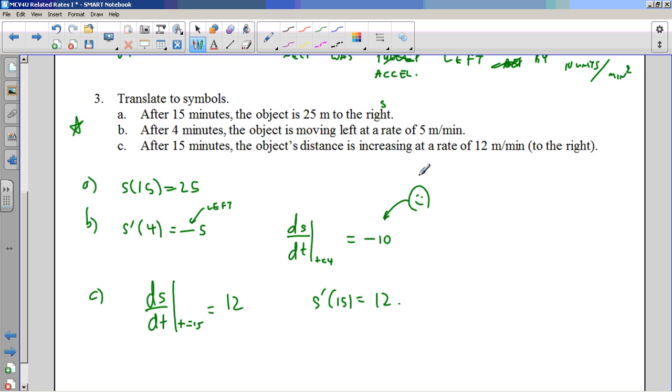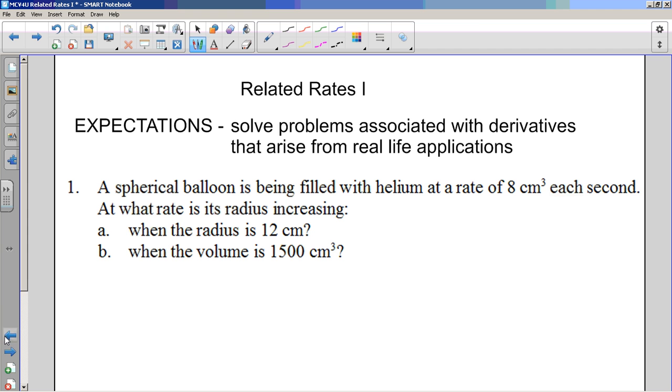Dandy. Let's go on and talk about these symbols, by the way, they're going to be important in today's lesson. So it's called related rate. Solve problems associated with derivatives that arise from real life applications. So a spherical balloon is being filled with helium at a rate of 8 centimeters cubed each second. At what rate is its radius increasing when the radius is 12 centimeters?